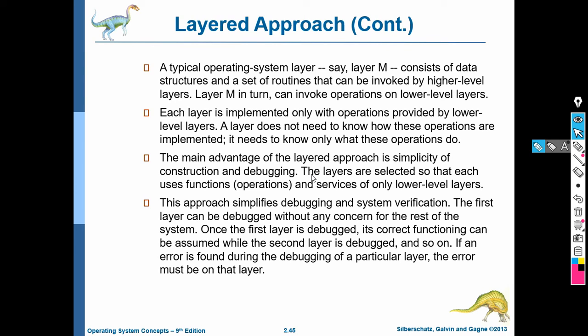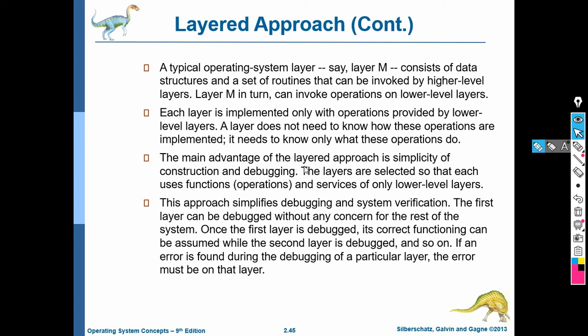A typical operating system layer, say layer M, consists of data structures and a set of routines that can be invoked by higher level layers. M in turn can invoke operations on lower level layers. Each layer is implemented only with operations provided by lower level layers. A layer does not need to know how these operations are implemented. It needs to know only what these operations do.